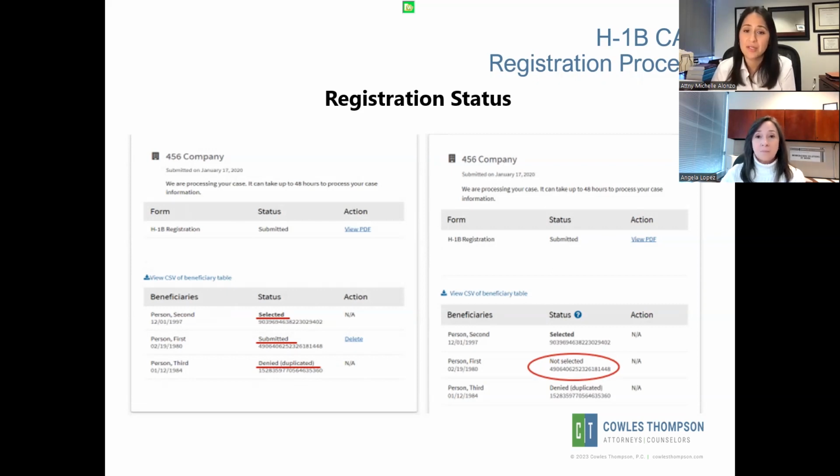As Angela mentioned, there may be a second round, there may not be, but those are going to be what you can look for when you log into your MyUSCIS account to see if you were selected, if it still shows submitted, or if ultimately it was not selected.